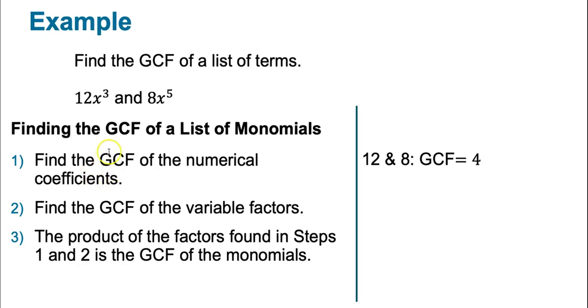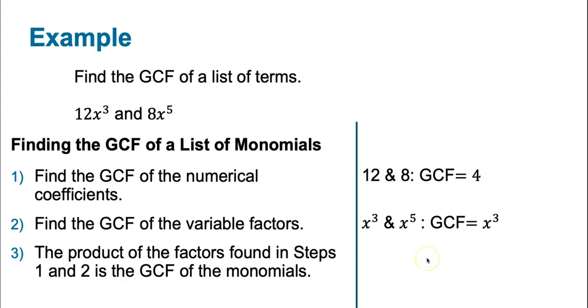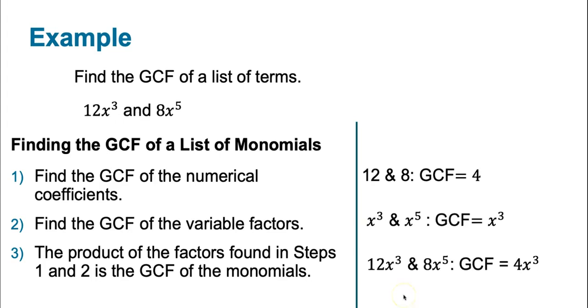Step 1, find the GCF of the numbers. We're to figure out the GCF of 12 and 8 was 4. Next, find the GCF of the variable factors. We're to figure out that the GCF was x cubed. So finally, to put it together, the GCF for the list of terms is 4x cubed. Take the GCF of the numbers, GCF of the variable factors, multiply them together.